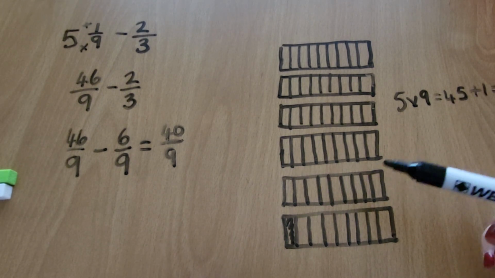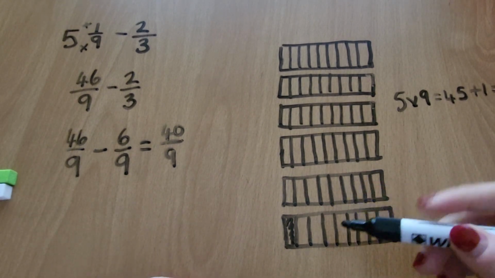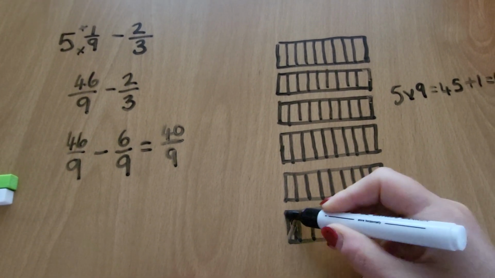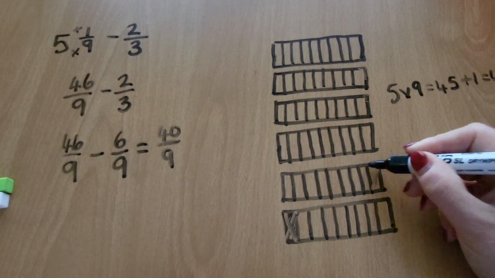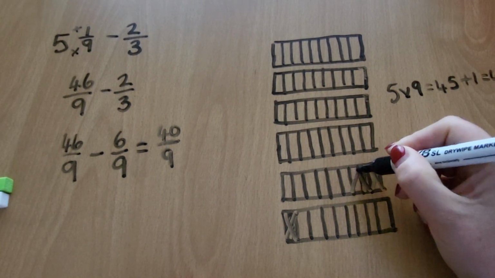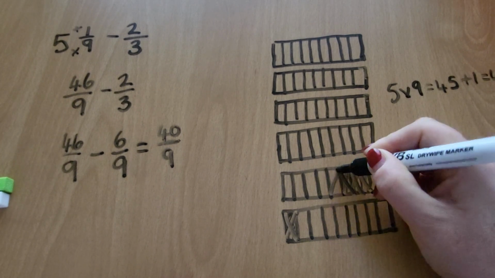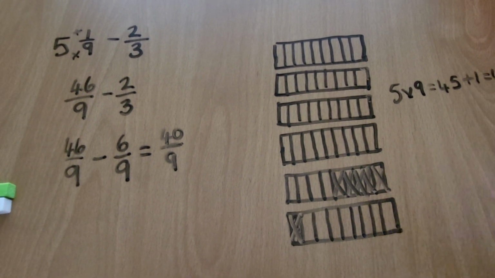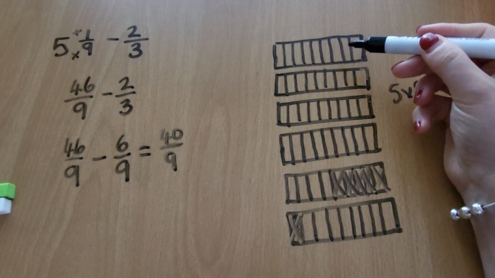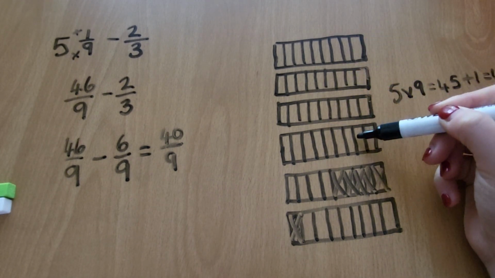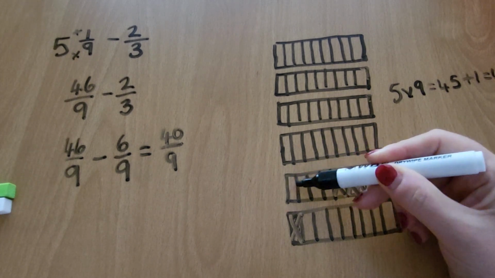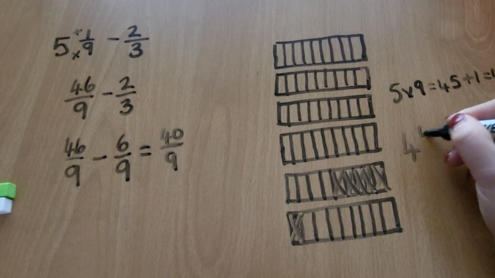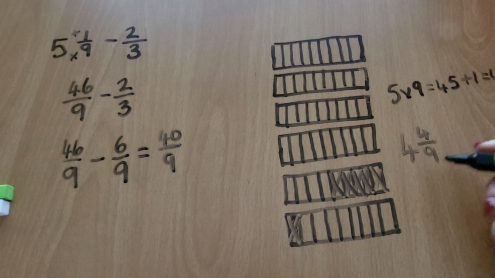Now we took away 6 pieces. So if I take away 6 pieces, okay, let's show you on this model. So we take away 1, 2, 3, 4, 5, 6 pieces, okay? So that means that what we've got left is 1, 2, 3, 4 holes and 1, 2, 3, 4 pieces. So what I've got left is 4 holes and 4 pieces out of 9.